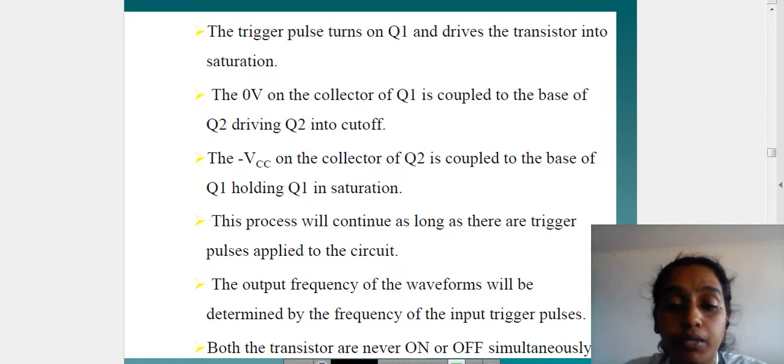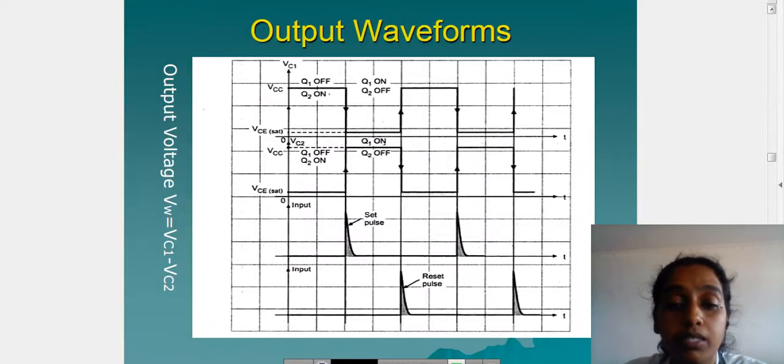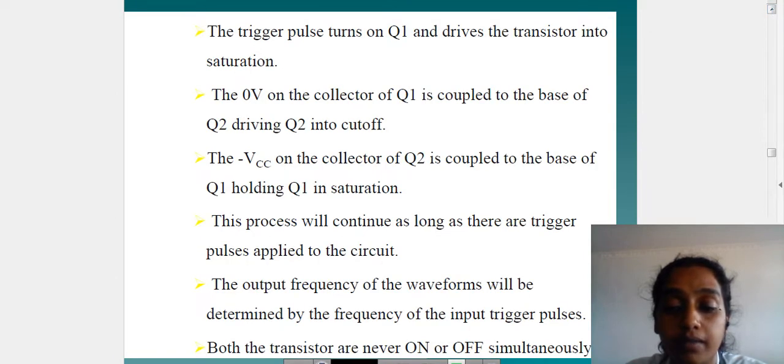The output frequency of the waveforms will be determined by the frequency of the input trigger pulses. Both the transistors are never on or off simultaneously.